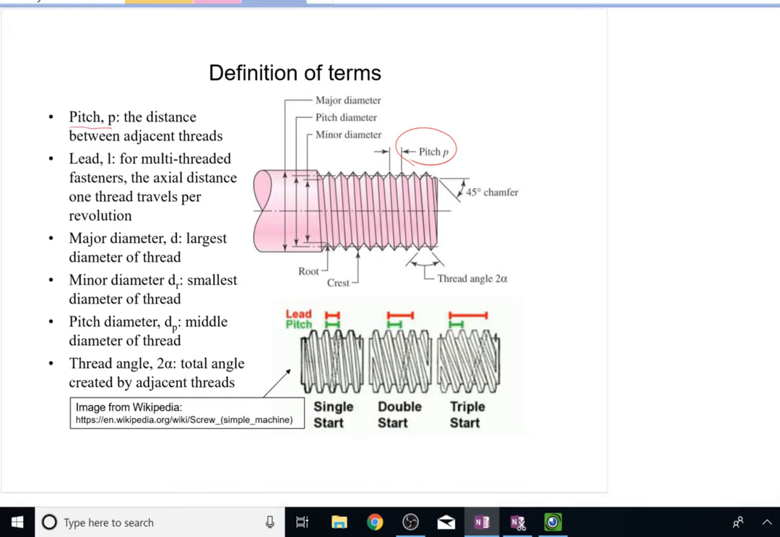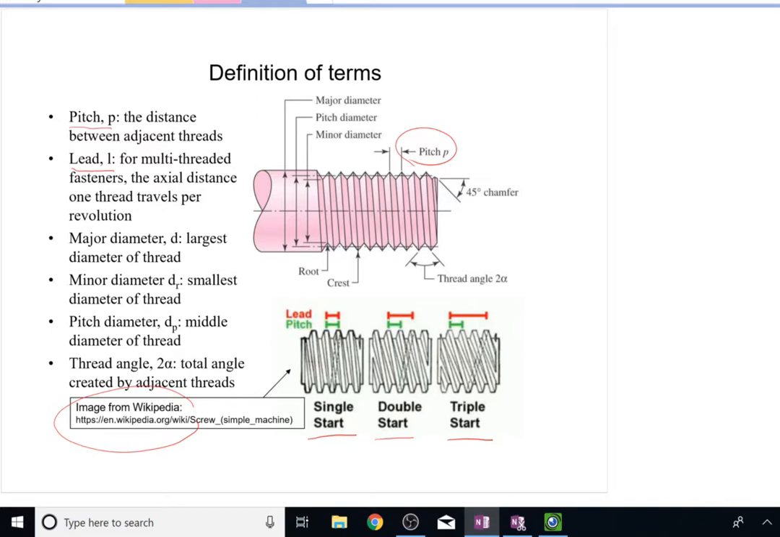That's different than the lead. The lead, perhaps unbeknownst to you, you could have multi-threaded fasteners or power screws. And the lead is the axial distance one thread travels per revolution. So down here we have single threads, double threads, and triple threads. You can get more information here from Wikipedia, but we're not locked into a single thread device. We could have something that has two threads on the same screw.